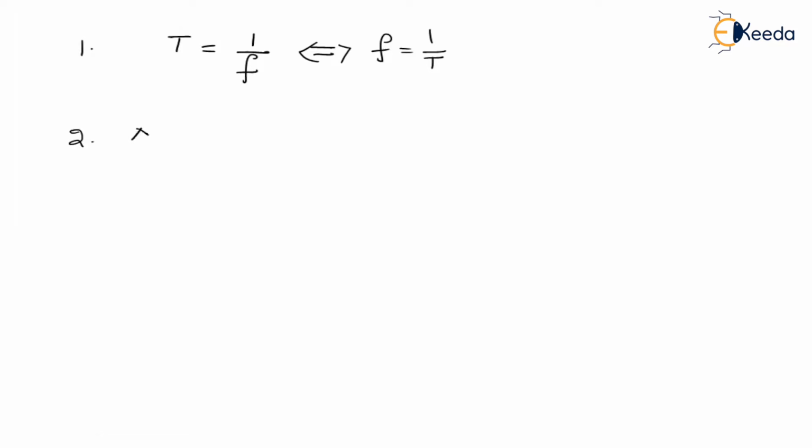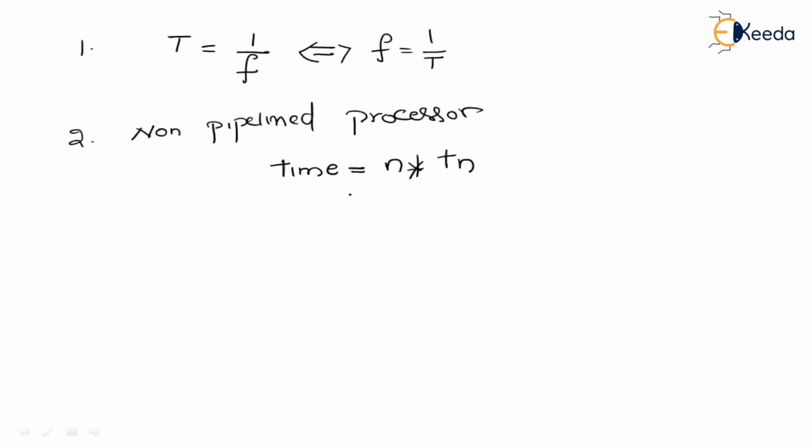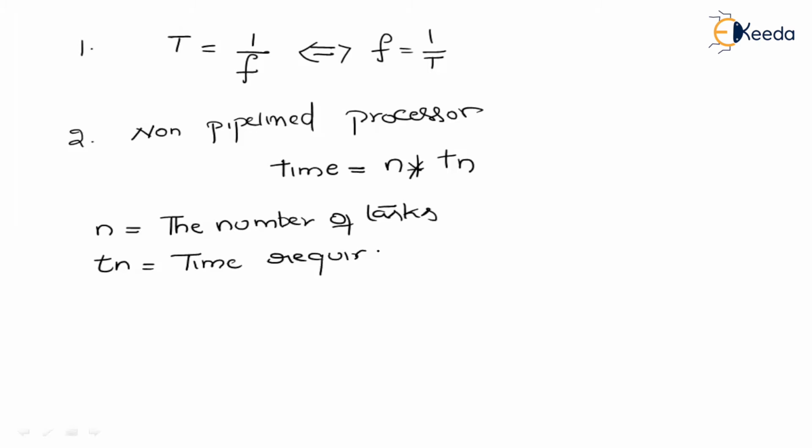The second thing is non-pipeline time. Non-pipeline processor time is equal to N into Tn, in which N is the number of tasks and Tn is the time required for one task.